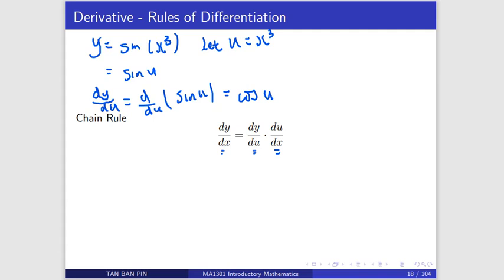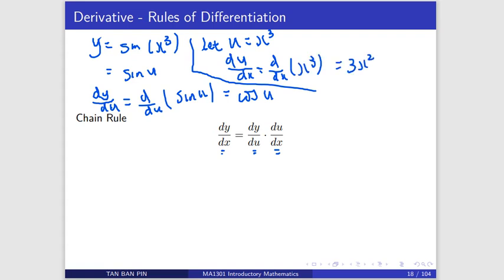Then you can also find du/dx. du/dx means you differentiate x cubed. So it's d/dx of x cubed, which will give you 3x squared. So with that, according to the chain rule, dy/dx is dy/du times du/dx. So it's actually sine u, bracket, 3x squared.